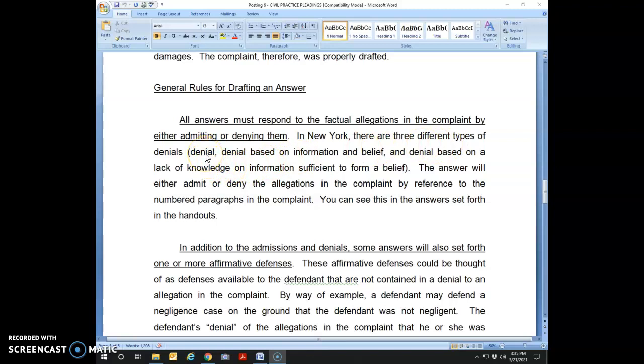Denial, based on information and belief, and denial based on a lack of knowledge and that should be, I apologize, information sufficient to form a belief. Blame the person who typed this, which was me. Okay, so we've got these three different types of denials. Interestingly, they all have the effect of a denial, meaning that the plaintiff is going to have to prove what we deny.